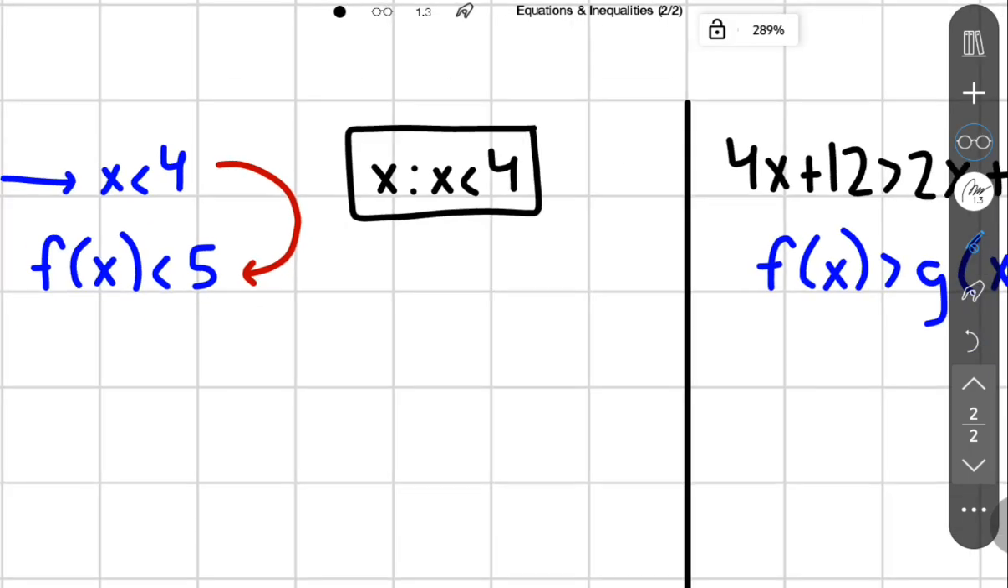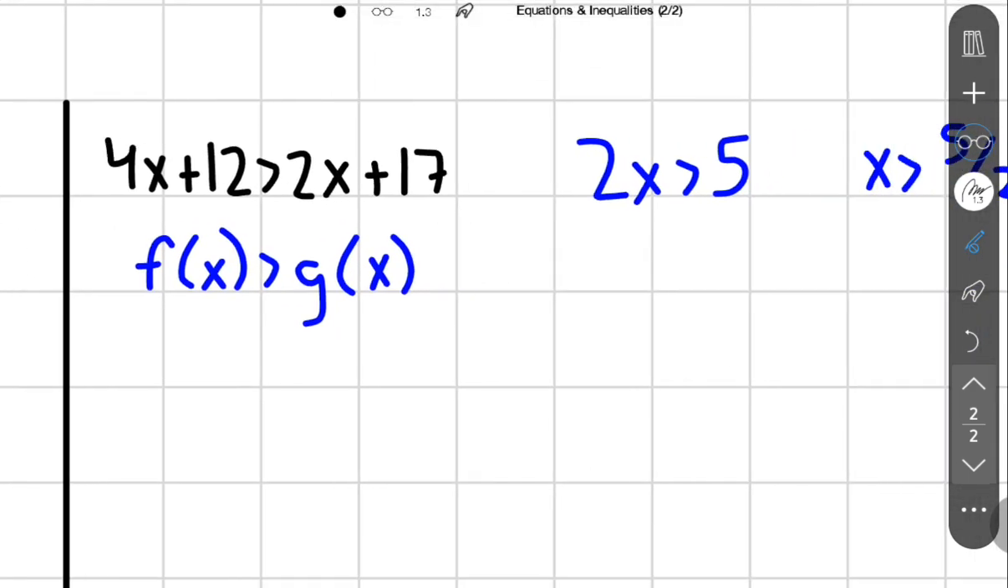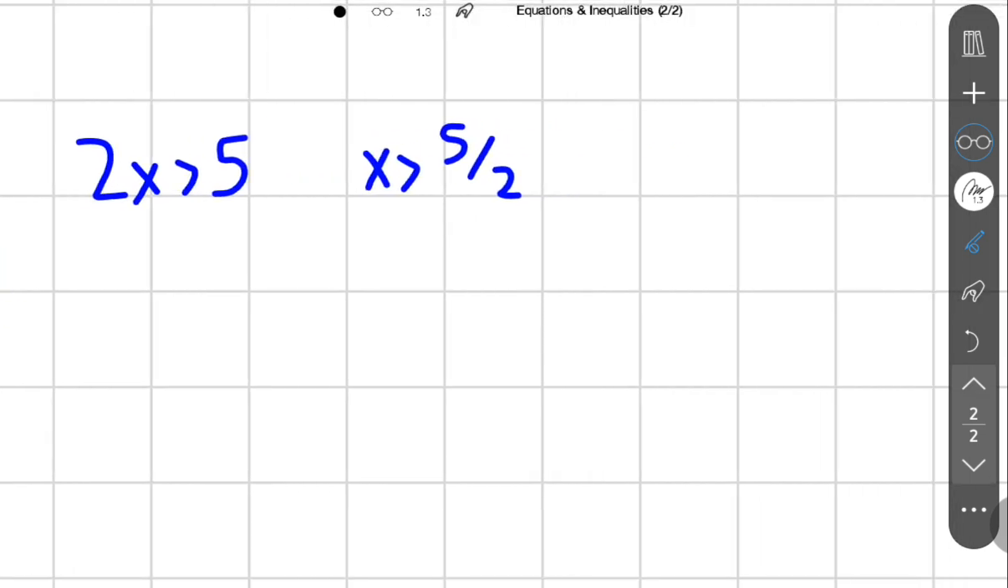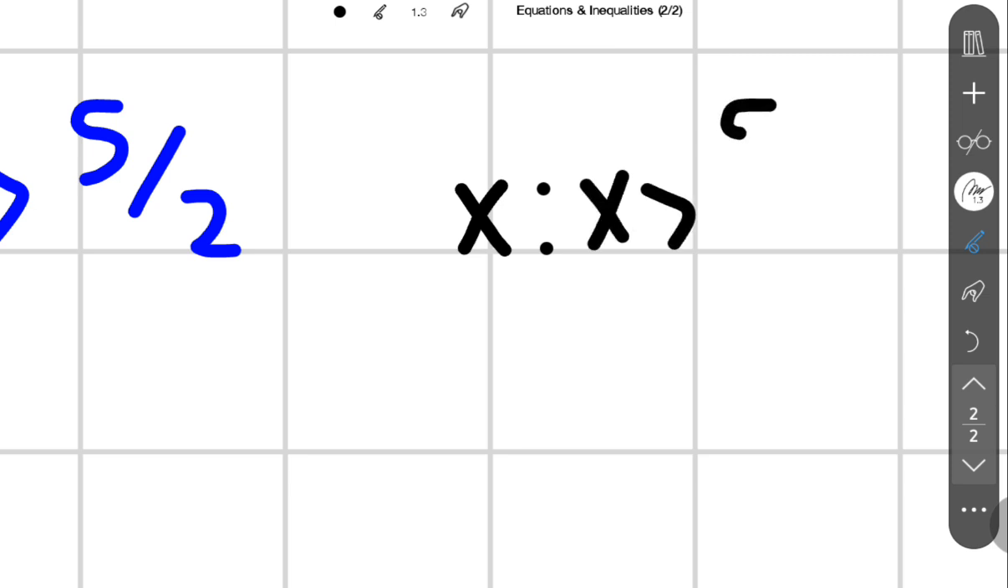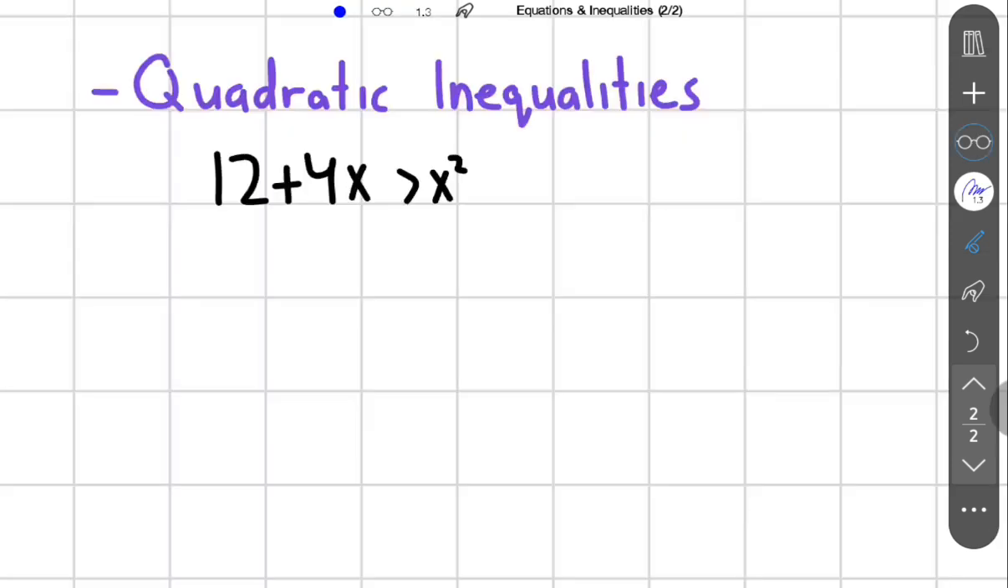And same here in the other question. So x is greater than 5 over 2, so we just write the same thing. We declare which variable we're talking about, then x greater than 5 over 2.